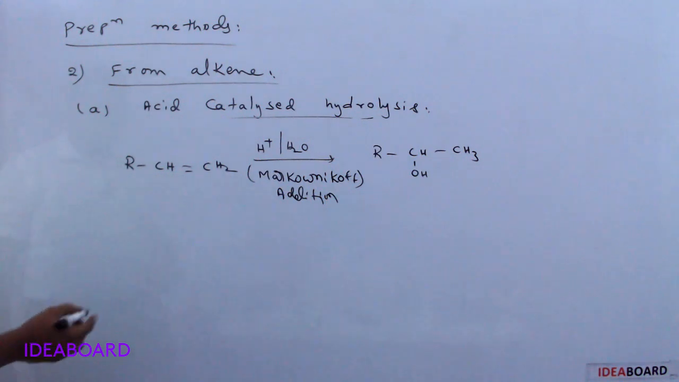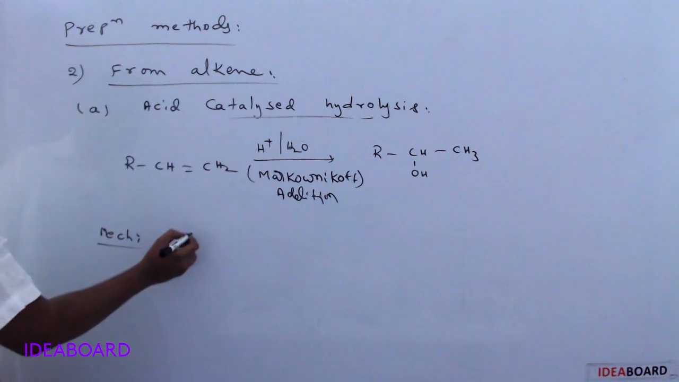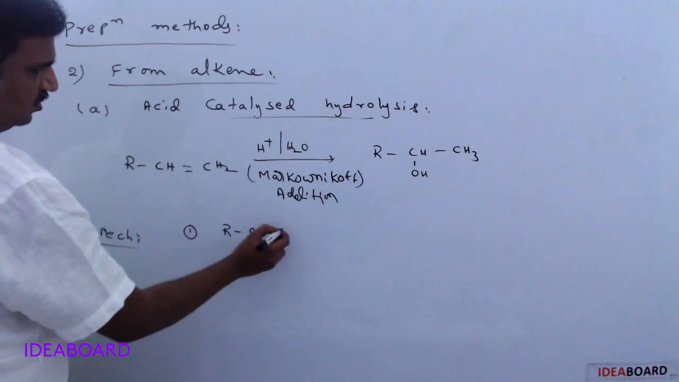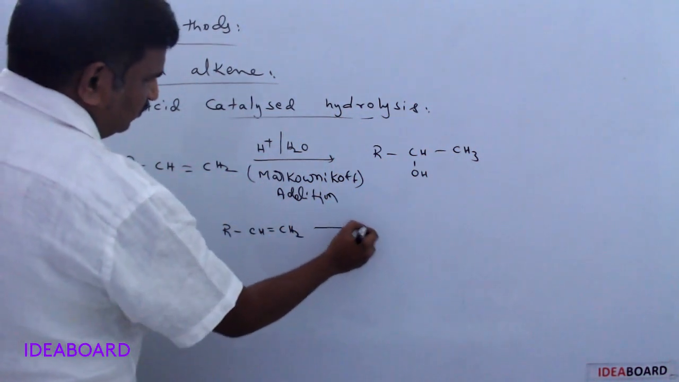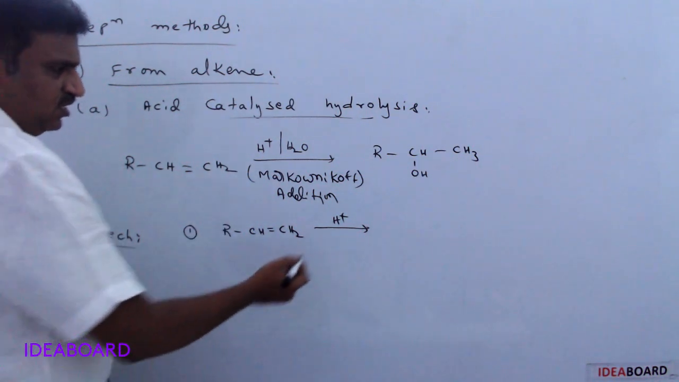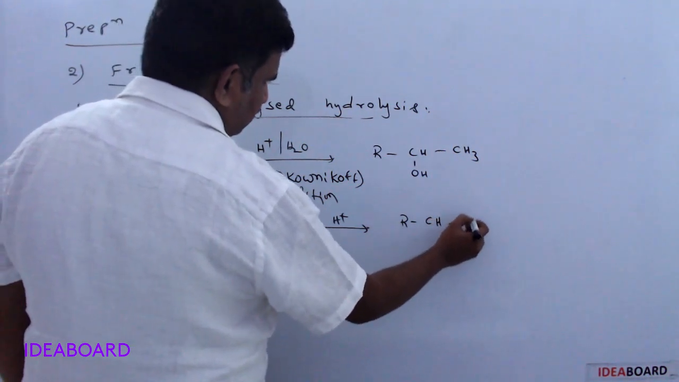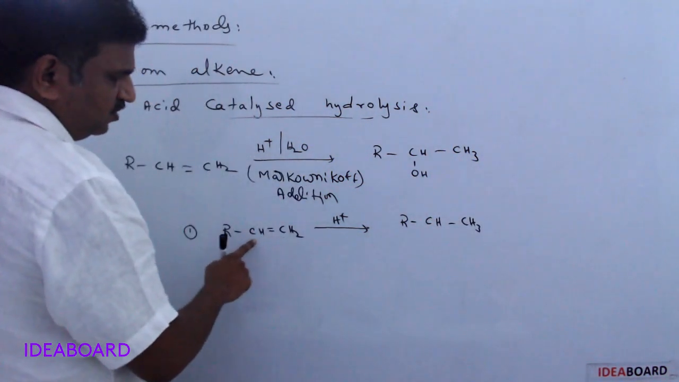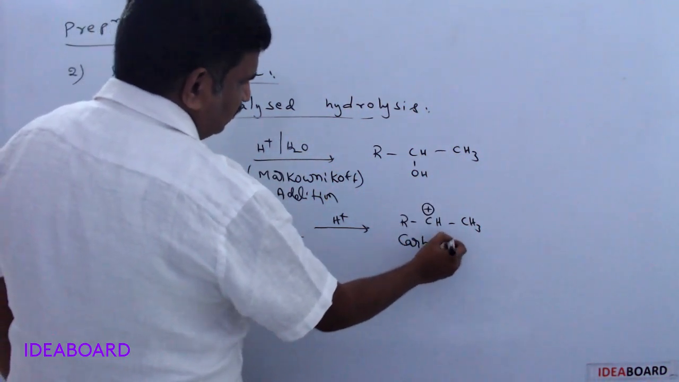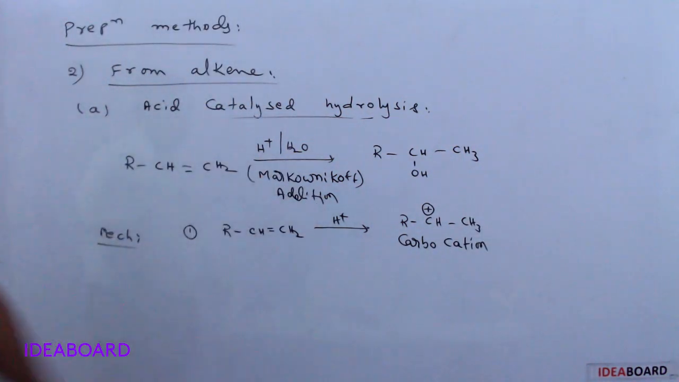If the mechanism is taken, we studied this mechanism in the alkene chapter also. In the first step, RCH double bond CH2 first reacts with H plus, an electrophilic addition reaction. Here H plus is added, which is also called protonation, and it is added to this carbon atom, and this gets a positive charge. A carbon getting positive charge is called a carbocation.